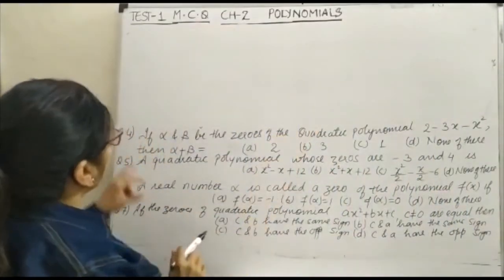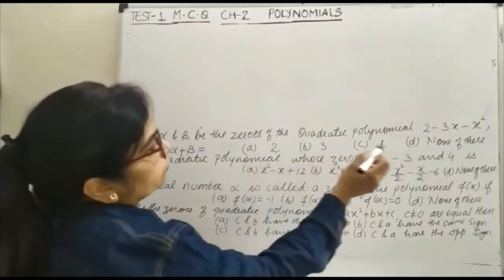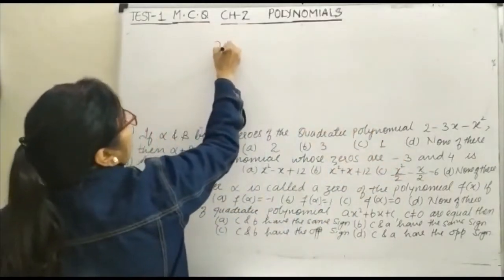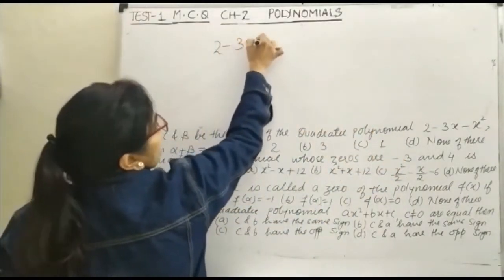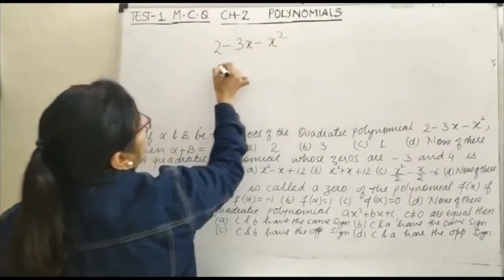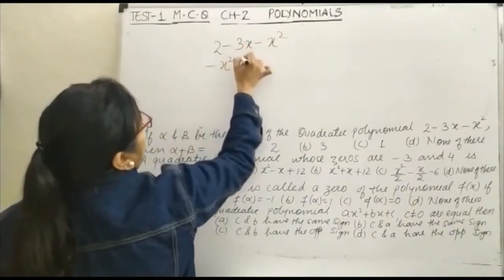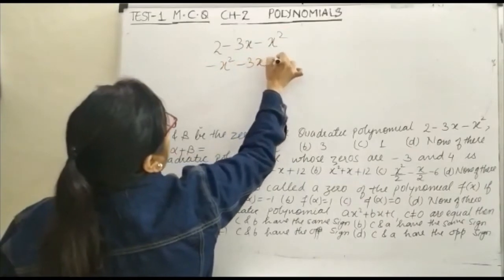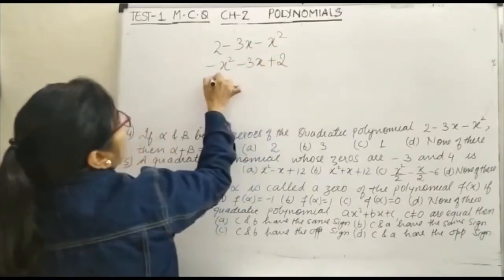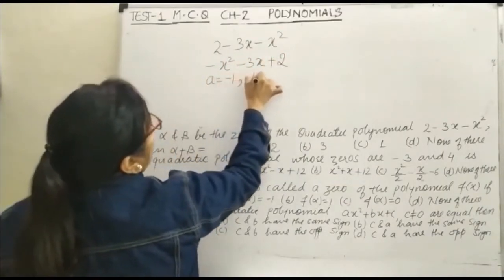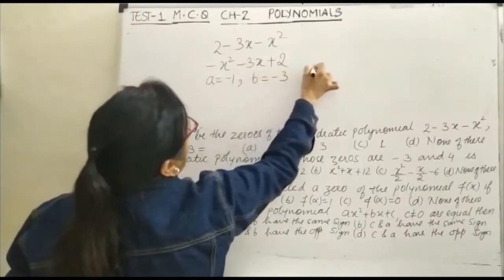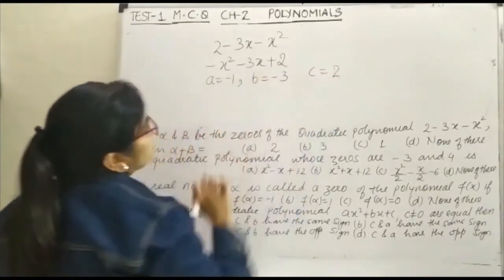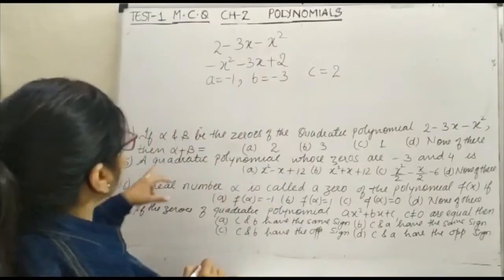In our question number 4, if alpha and beta are the zeros of the quadratic polynomial 2 minus 3x minus x square, when you write it, it will be minus x square minus 3x plus 2. So the value of a is -1, the value of b is -3 and the value of c is 2. What are we supposed to work out?